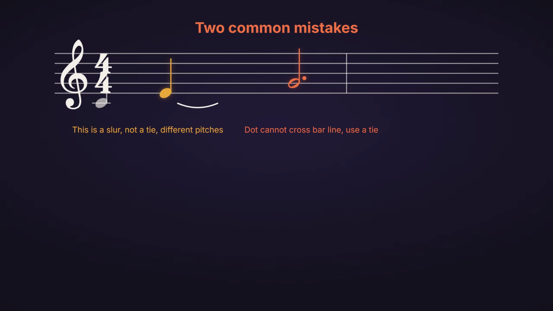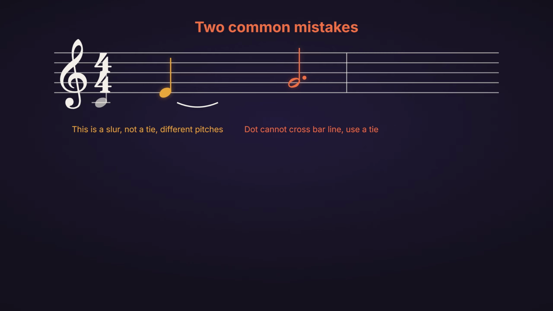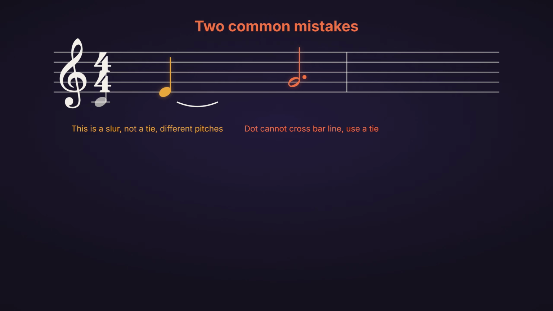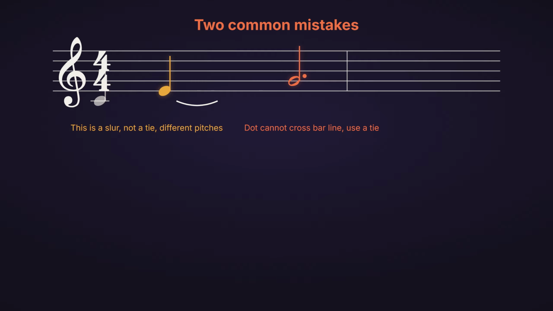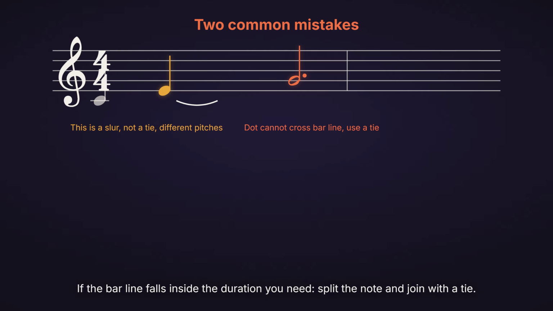Second, placing a dot where a tie is required. If a note must cross a bar line, reach for the tie, not the dot. Some students try to squeeze a dotted note across the bar line because the arithmetic seems to work out, but that is not valid notation. If the bar line falls inside the duration you need, split the note at the bar line and join the two halves with a tie.